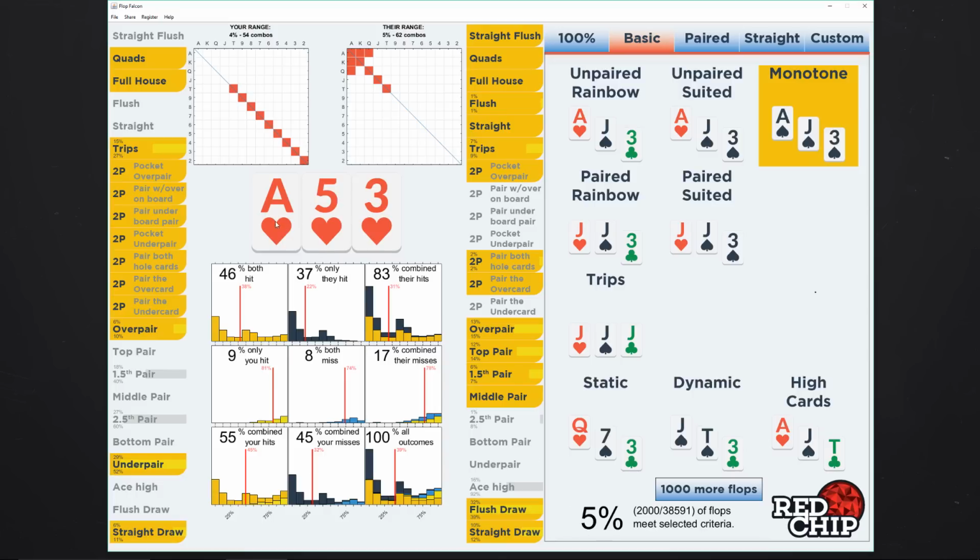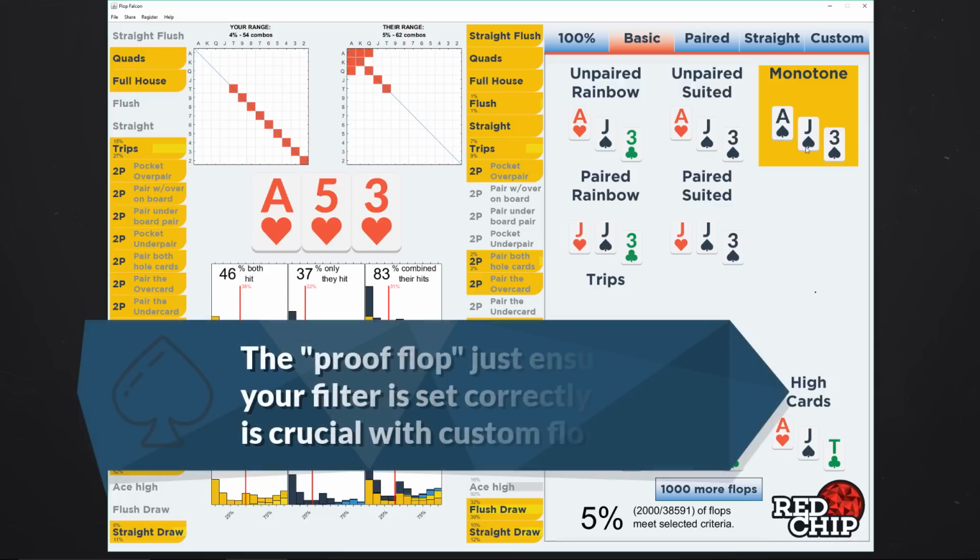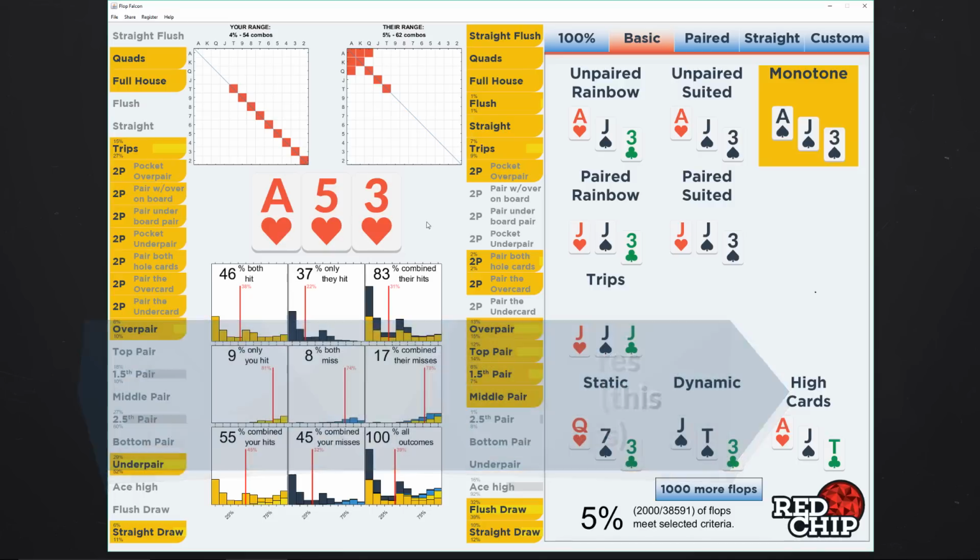And again, we're not looking specifically at ace-5-3 of hearts. In fact, this is just a proofer. So this is just making sure that the actual flop is meeting the criteria that you set. So this is really good, especially when you're doing fully custom stuff, to make sure that everything is doing what you want it to do.